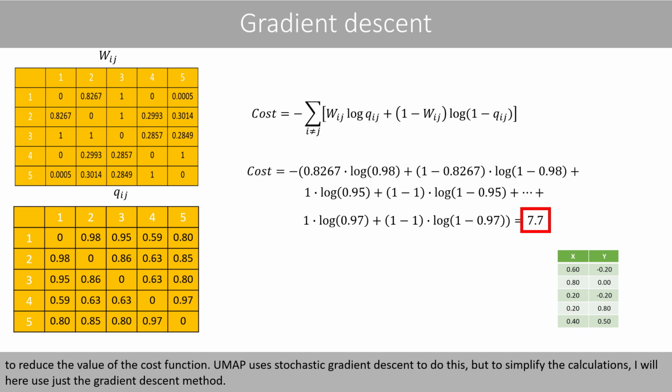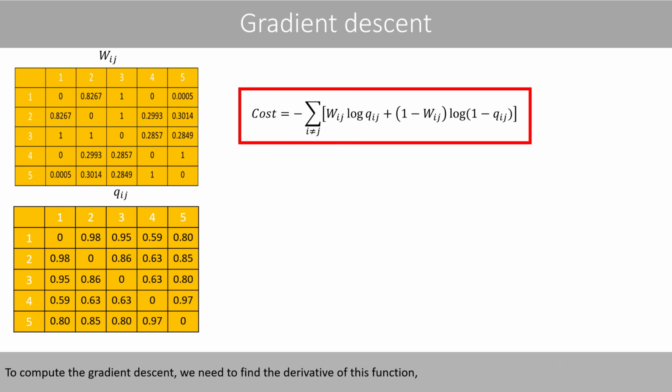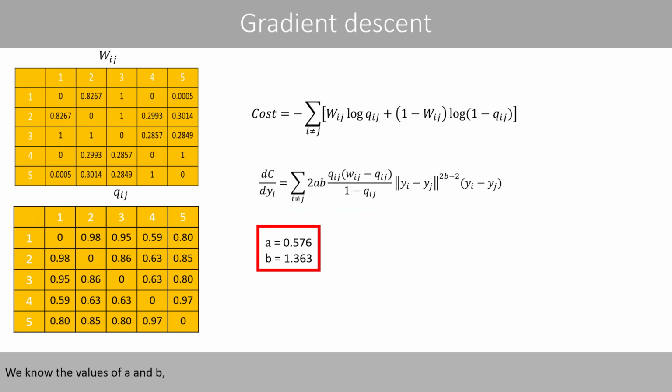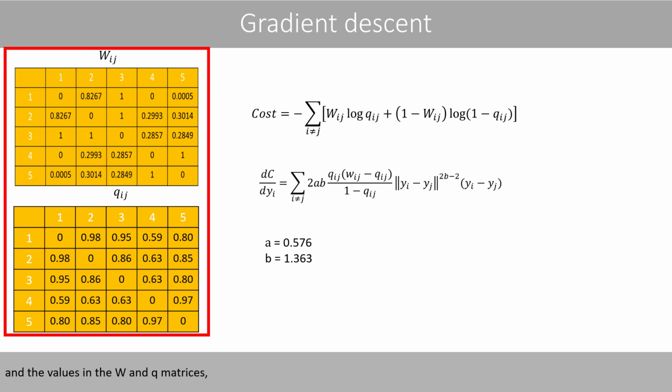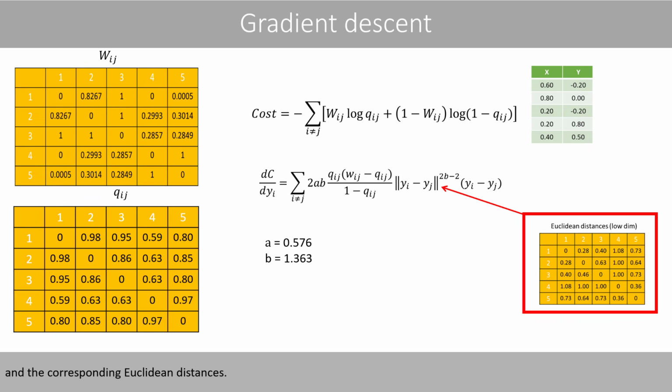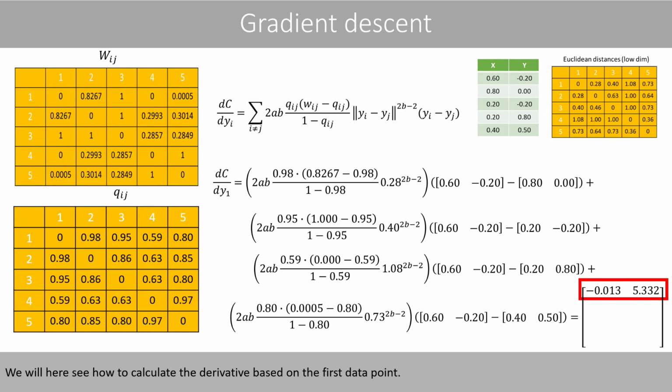UMAP uses stochastic gradient descent to do this, but to simplify the calculations, I will here just use the gradient descent method. To compute the gradient descent, we need to find the derivative of this function, which looks like this. We know the values of A and B, and the values in the V and Q matrices, and the coordinates of the points in the low-dimensional data, and the corresponding Euclidean distances. We'll here see how to calculate the derivative based on the first data point.